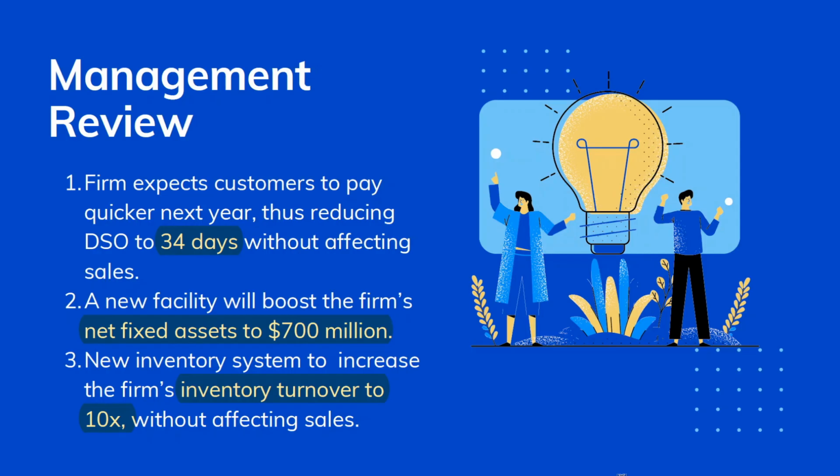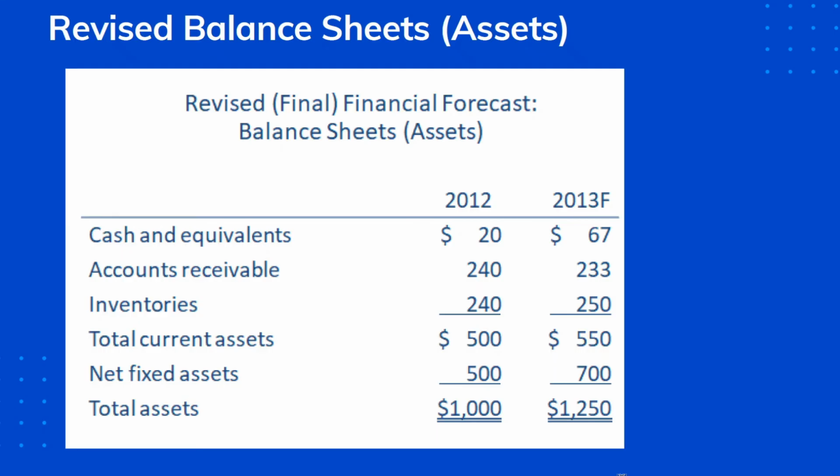The management suggests the following what-if analysis. First, collect the money from the customer faster. Second, invest more in the net fixed asset. And third, turn over the inventory quicker. Then we have a new forecasted or revised balance sheet which touches on the asset side, and we see a result which is an improvement in a cash account, or an improvement in liquidity positions of the firm.